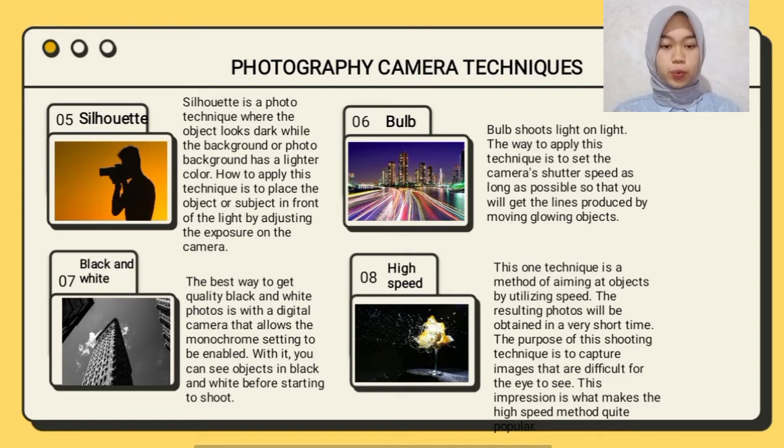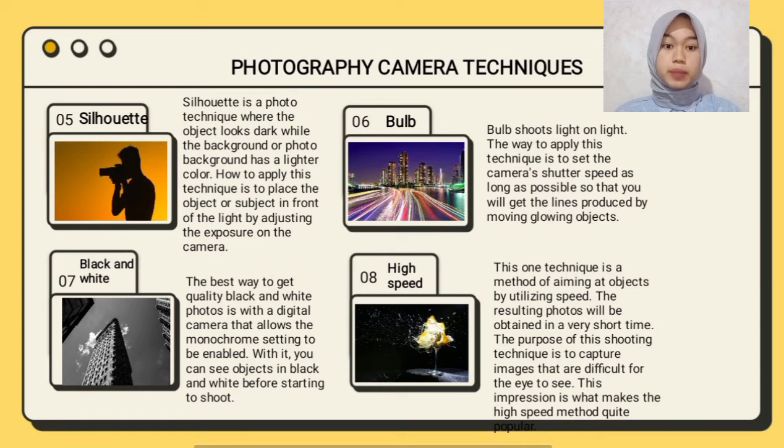Number 5, silhouette technique. Silhouette is a photo technique where the object looks dark while the photo background has a lighter color. How to apply this technique is to place the object or subject in front of the light by adjusting the exposure on the camera.